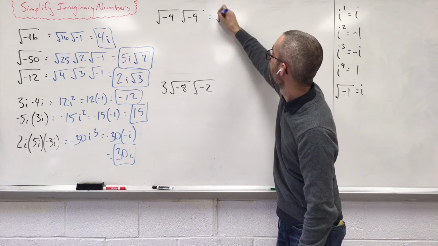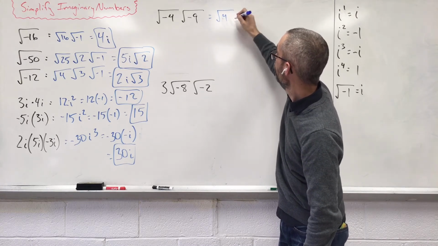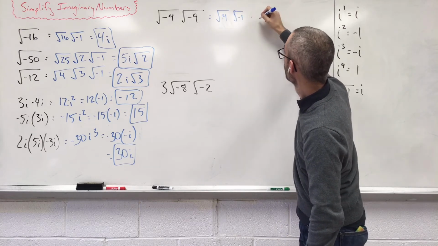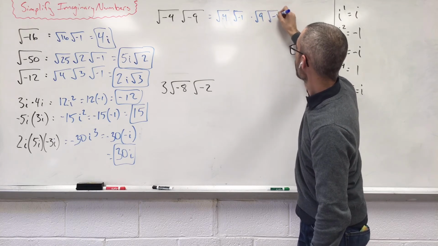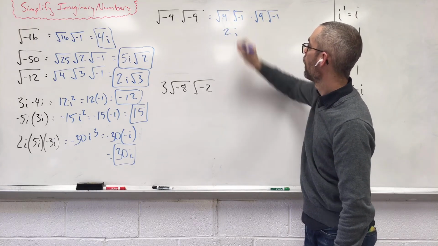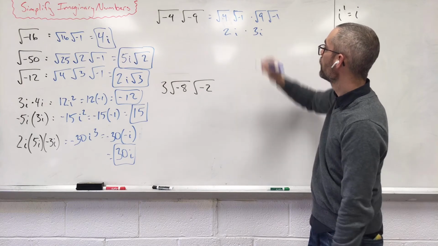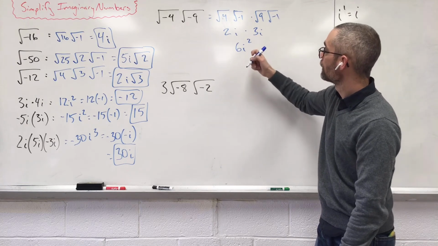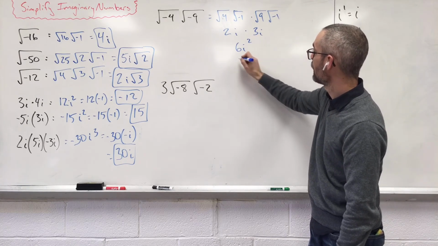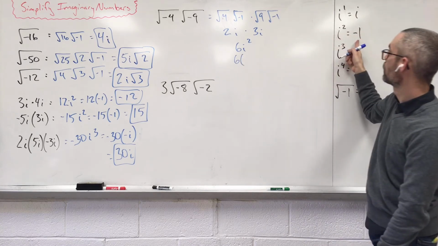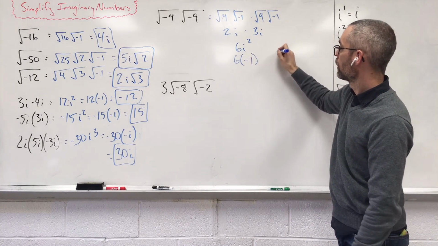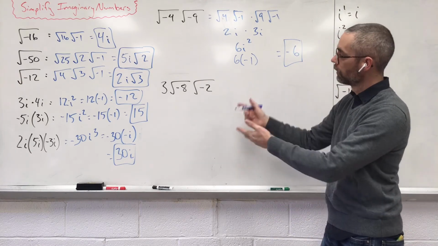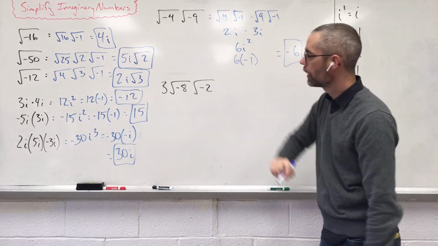So let's rewrite. Let's see what we get. For square root of -4, I'm going to break up and say square root of 4, square root of -1, times square root of 9, square root of -1. This is going to give us 2i times 3i. Now put them together: 6i squared. i squared is the same thing as saying 6 times negative 1, giving us negative 6.